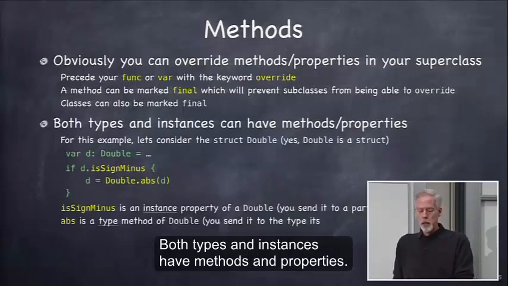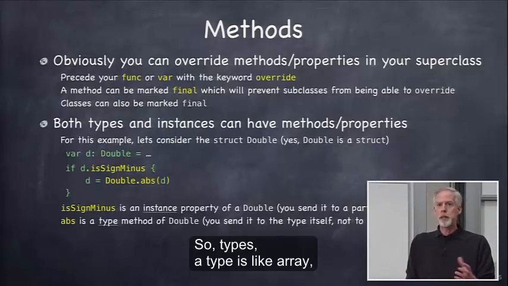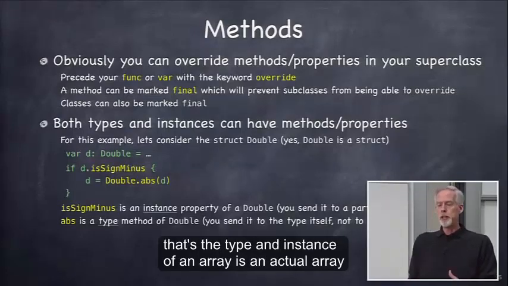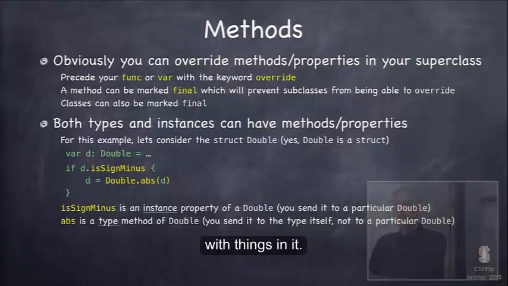Both types and instances have methods and properties. So a type is like Array, that's the type. An instance of an array is an actual array with things in it, okay?